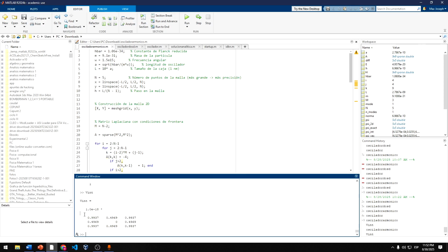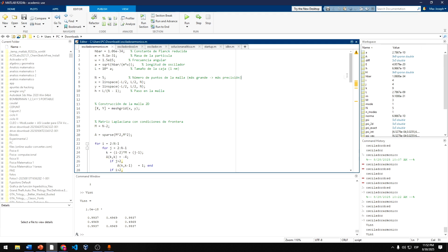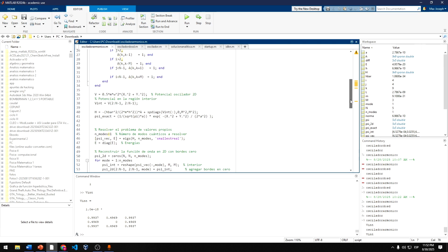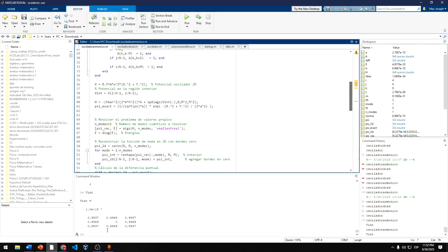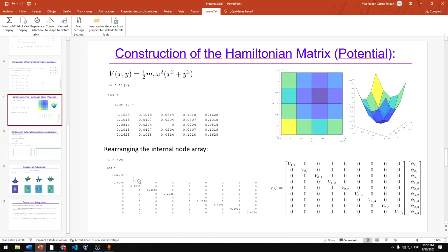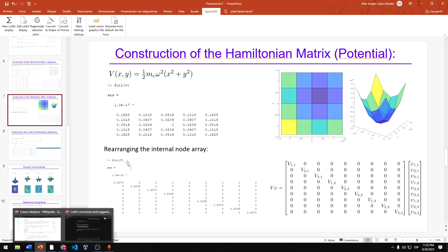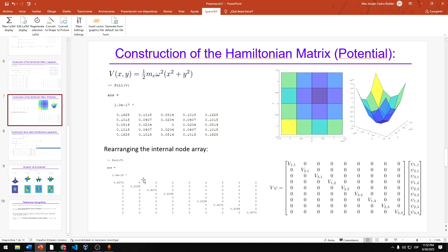Esta es la parte interna. Lo que va a hacer el comando spdiags es organizar estos, como yo dije, de manera diagonal. Este va a ser este acá, este acá, este acá, el 0 acá y así.